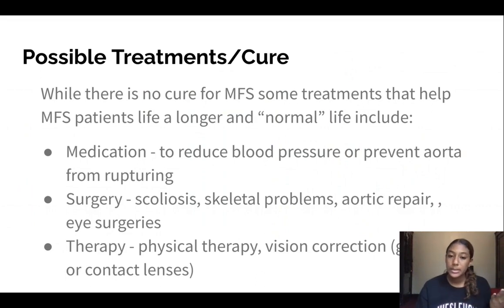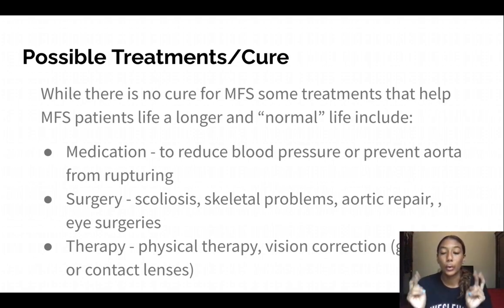So possible treatments include medication that reduces blood pressure and prevents the aorta from rupturing, surgery for their skeletal issues, or aortic repair or eye surgery, and therapy for vision correction and physical therapy if they have back issues and stuff. There currently is no cure for Marfan's, but these treatments help the patient live a more normal life.